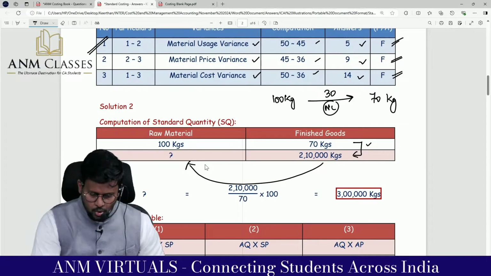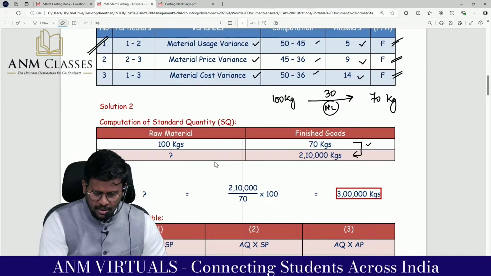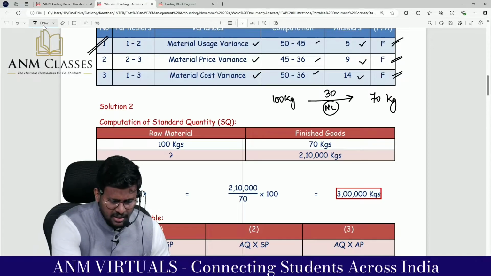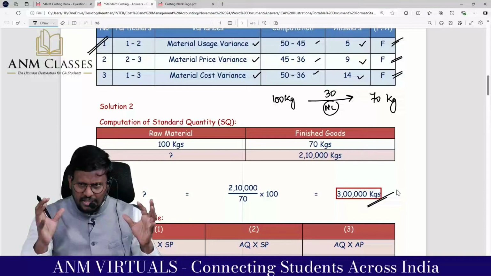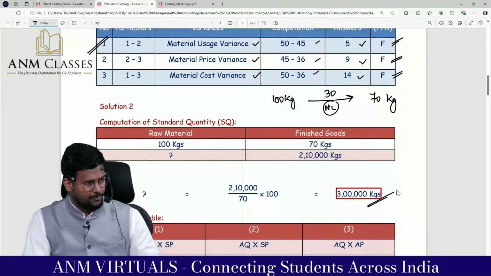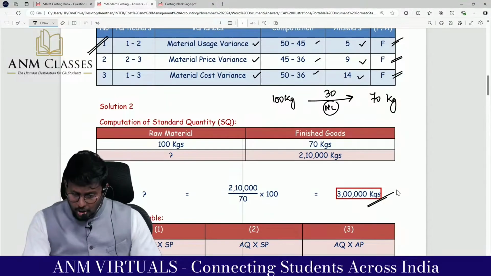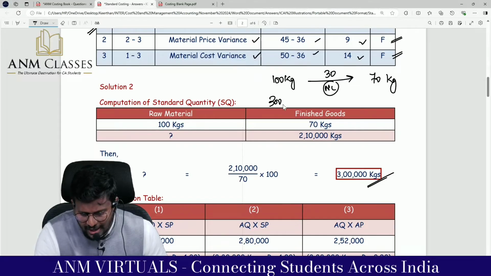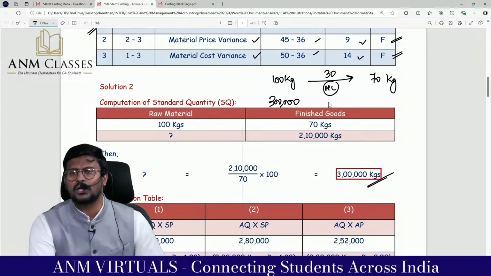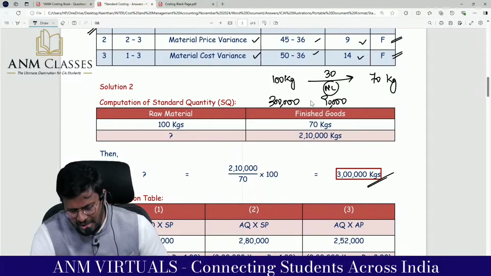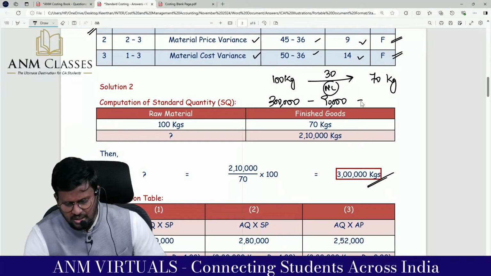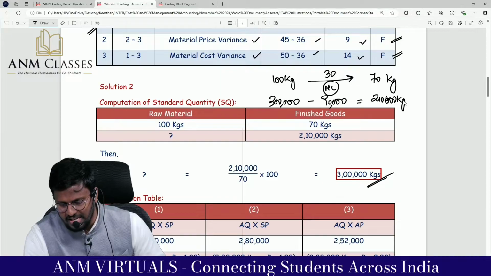2,10,000 divided by 70 into 100 comes to how many kg? 3 lakh kg is the standard quantity. Because you can apply 3 lakh into 30%. So if you put 3 lakh kg, 90,000 kg will be wastage. Yes, 3 lakh minus 90,000 is 2,10,000 kg, it is exactly matching.